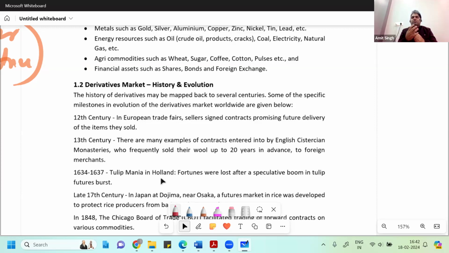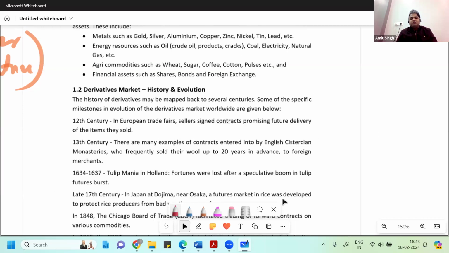You can Google it or go to Wikipedia and read more about this event. You'll get to know what actually happened, and you'll be surprised to know the historical evidence of how people were so much in favor of tulips and how desperate they were for trading over tulips. I think it is one of the very significant stories of derivatives which everyone should read about. So I'll suggest you go to Wikipedia or Google and read about the tulip mania crisis. Then in the 17th century in Japan, they were using futures market trading on rice. I believe at that era the candlestick model was developed.